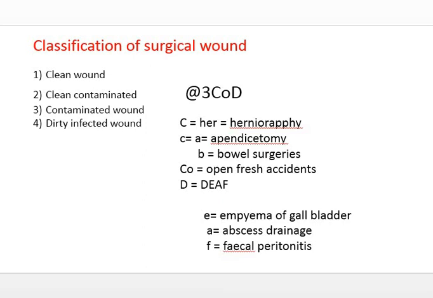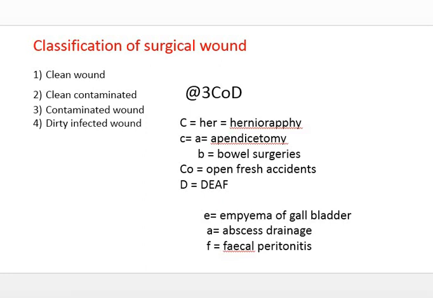For the classification of surgical wounds, you can remember 3 C's and then 1 D. 3C means clean, clean contaminated, contaminated, and last, D for dirty. You can remember it like that if you find it helpful. Otherwise you don't even need to remember this. Now let's go towards the mnemonic to remember the examples.